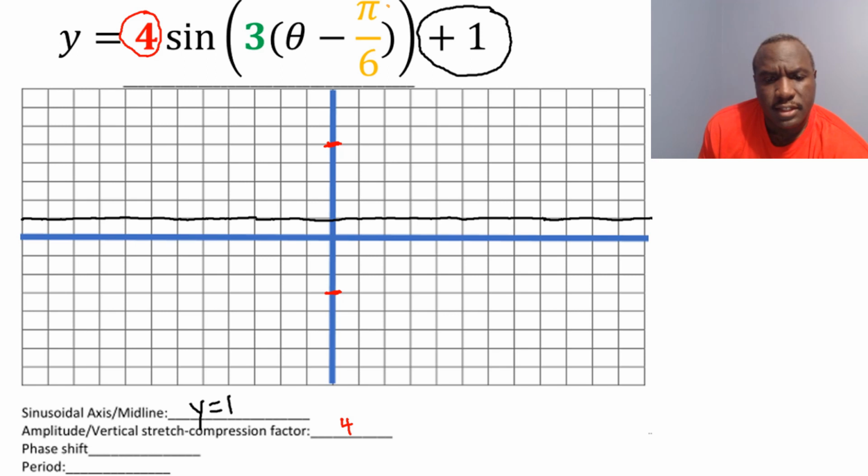The phase shift is this part on the inside of our parentheses that we're adding or subtracting. And it's the opposite of what we would normally think. Addition moves it to the left, and subtraction is going to move it to the right. So what we're going to write down here is that we have a phase shift of pi over 6 to the right.